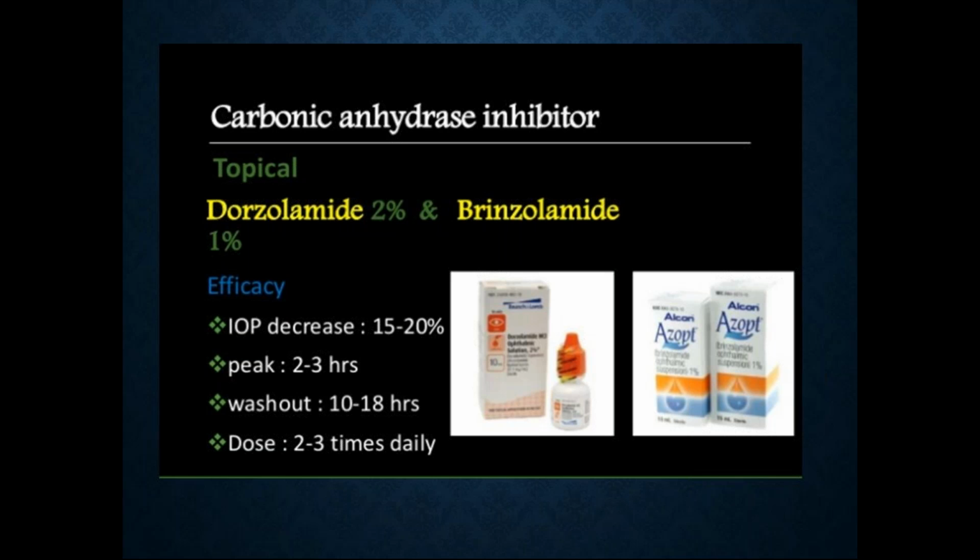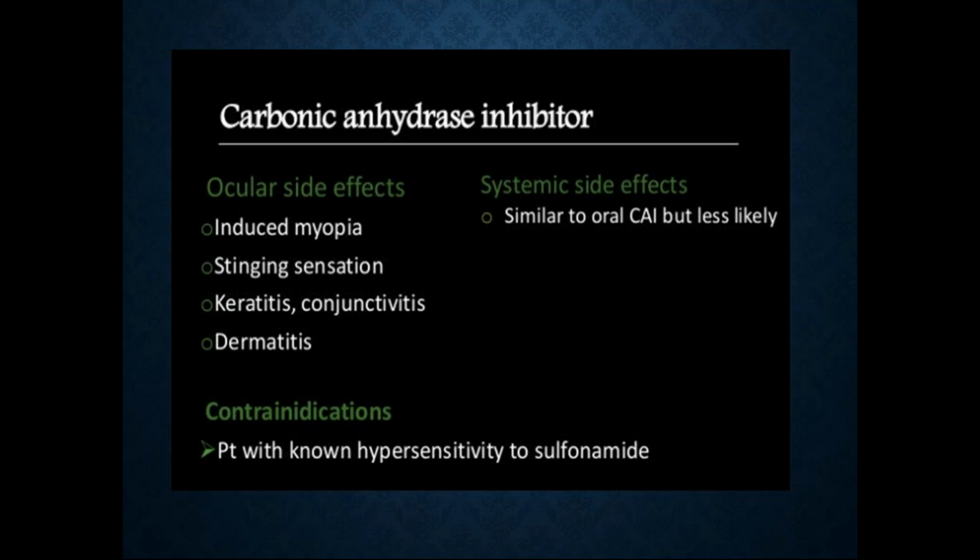Okay, so topical dorzolamide, which is 2%, and brinzolamide, which is 1%. What is the efficacy? It reduces IOP by 15 to 20%, peaks within 2 to 3 hours, and washout is between 10 to 18 hours. Daily dosage depends, it will be 2 to 3 times. Usually we give 2 times only. Okay, so it is a BD dose. Other ocular side effects are induced myopia, keratitis, conjunctivitis.